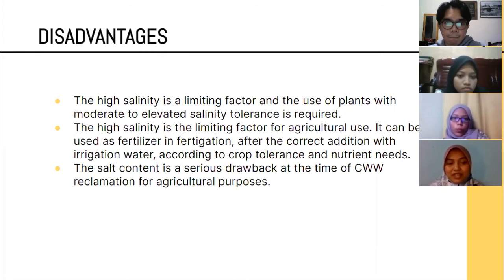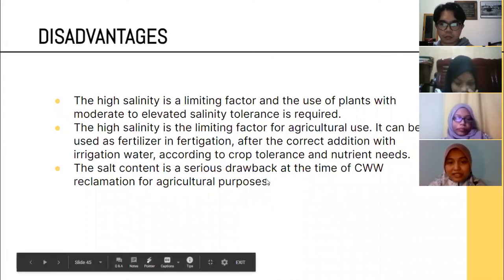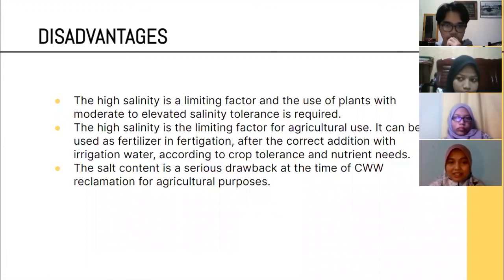However, there are some disadvantages to it. The disadvantage is that it has high salinity, which means the salt content is high, and the use of plants with moderate to elevated salinity tolerance is required. So since it's a limiting factor for agriculture use, it can be used as fertilizer in fertigation after a correct addition with irrigation water, which needs to be adjusted by adding more water to it, since the content of salt is too high, and according to the crop tolerance and nutrient needs. The salt content is a serious drawback at the time of the cheese water reclamation for the agriculture purpose.